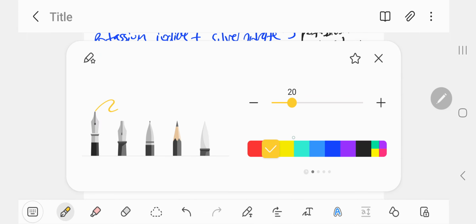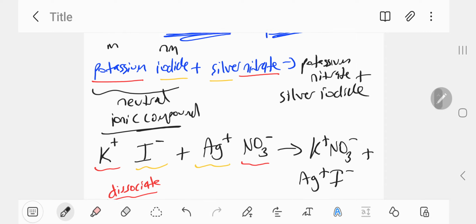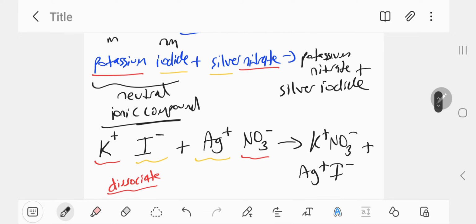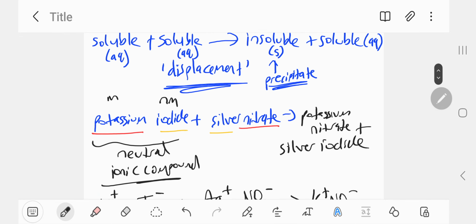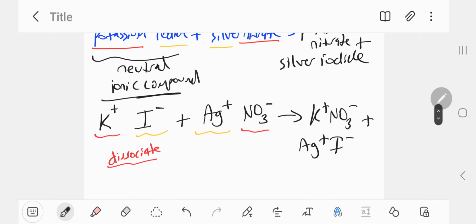And what you get in turn is this. You'll get K plus linking with NO3 minus, and you'll get Ag plus linking with I minus. This will make sense when I talk about what's actually happening with these equations in just a sec. But this is the idea with precipitation reactions. You've got ions swapping places, linking up with different partners.